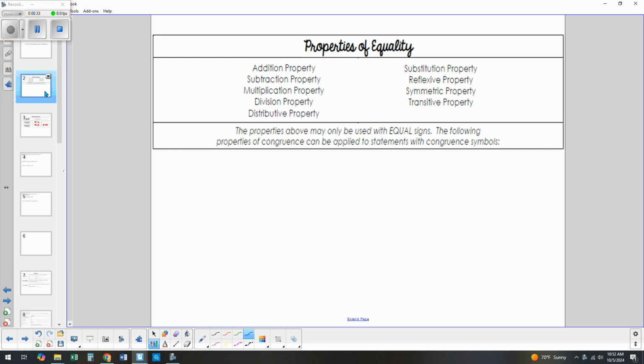Reflexive, like the reflection, it's something equal to itself. Symmetric, like symmetry, when you look at the reverse of an object. And transitive, when we're linking things together by what they have in common. So everything listed here is a property of equality, which means that it has to be used with an equal sign. But there are 3 of them in that list that can also be used with a congruence sign.